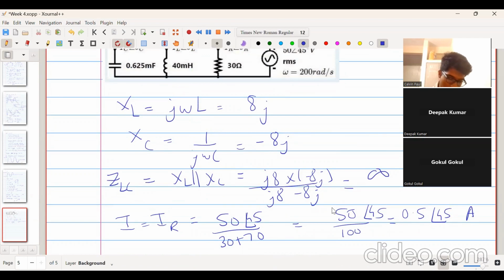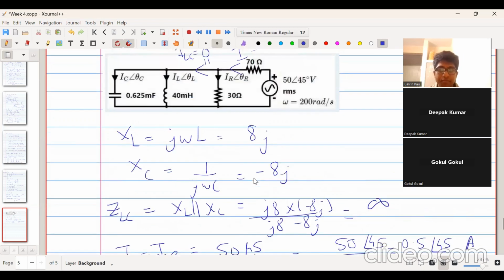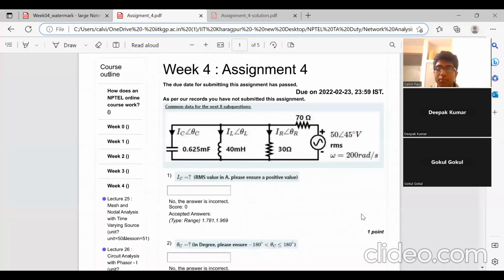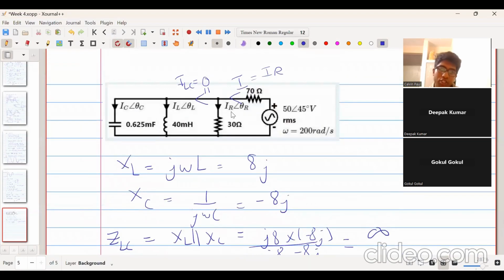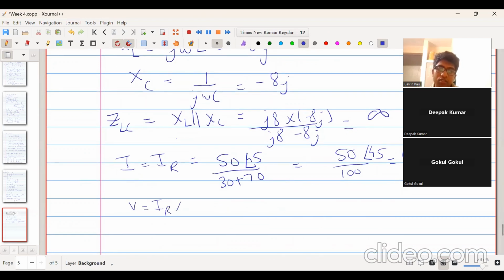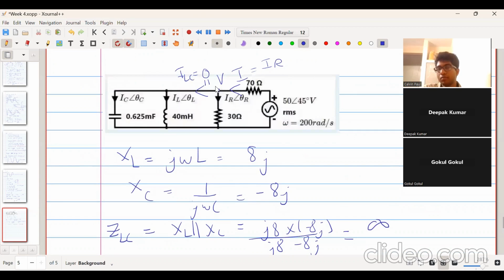Any doubts in this? No, sir. No doubt. Okay, so the question is asking us to find the current through the capacitor IC. At this node we will assume there's a voltage V. We will find this voltage V using the drop across this 30 ohm resistor. So V is equal to IR into 30, that is 0.5 angle 45 into 30, which equals 15 angle 45 volt. This is the voltage V at this point. Any doubts in that?